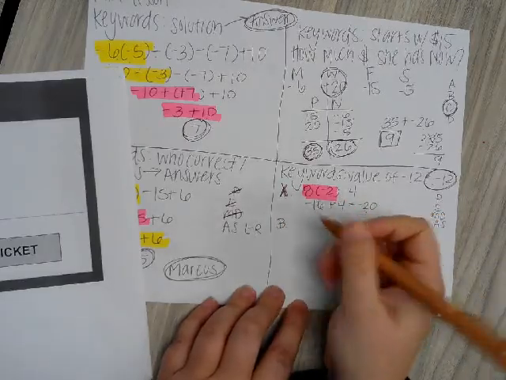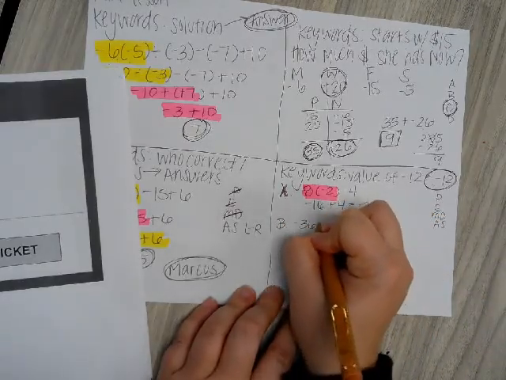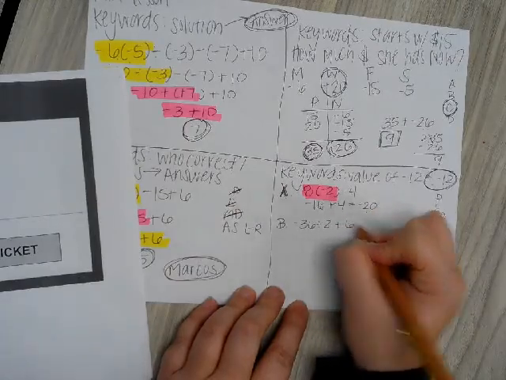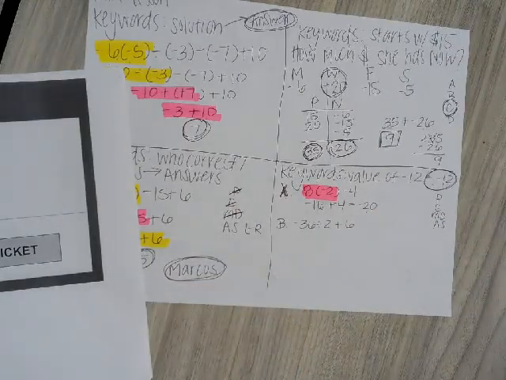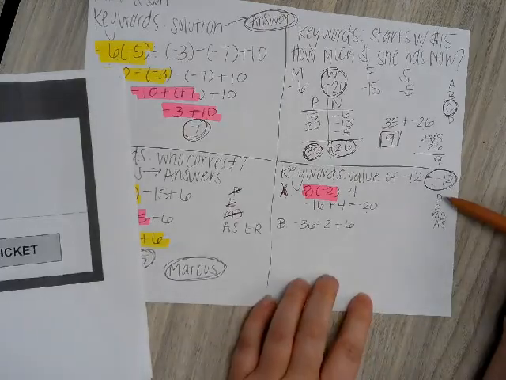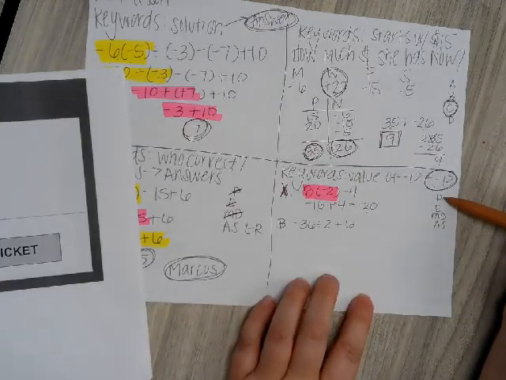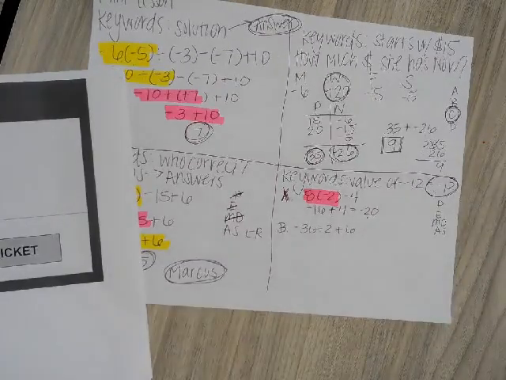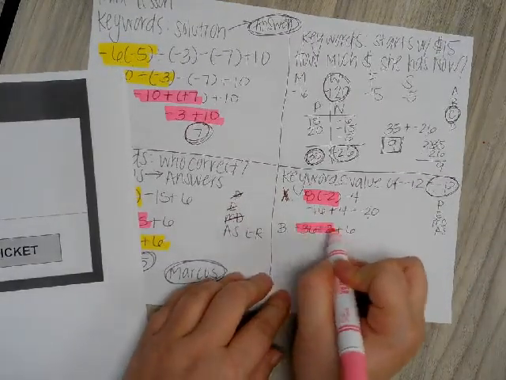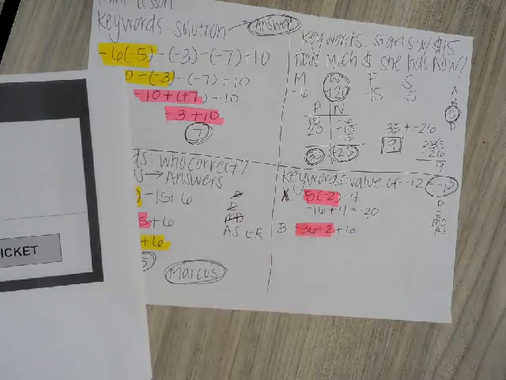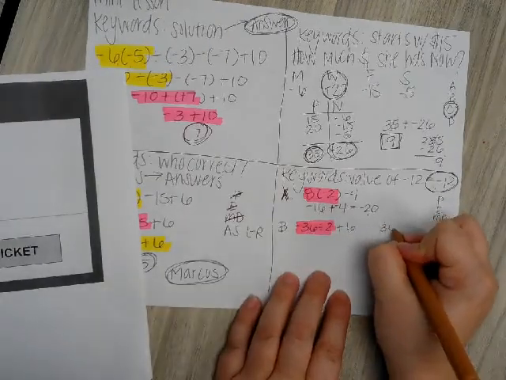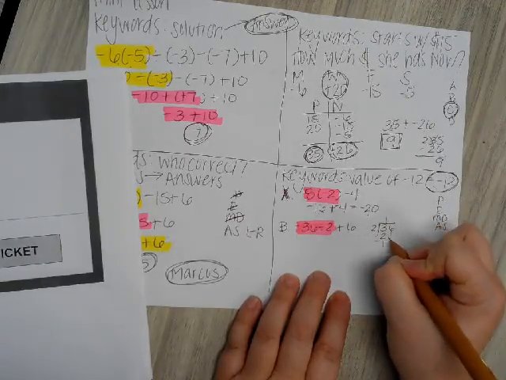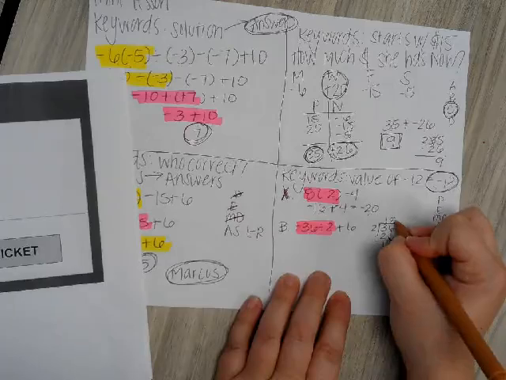-36 divided by 2 plus 6. I do not have any operations in my parentheses. I do not have exponents, so I'm going to start with multiplication and division. So -36 divided by 2. I can't do that in my head. If you can, that is fabulous. 2 goes into 16 8 times. So that makes -18 plus 6.